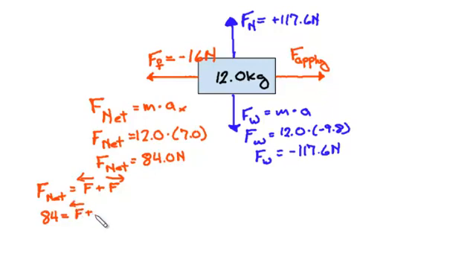I do know what the forces to the left are. Those are negative 16 newtons. But I don't know what the forces to the right are. In order to get that force all by itself, I'll add 16 newtons to the right and I'll add 16 newtons to the left. When I do the math, I find that the forces to the right equals 100 newtons.